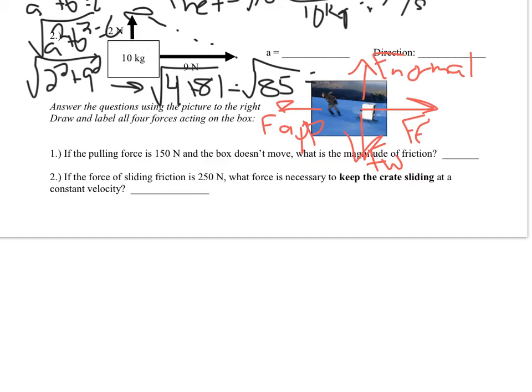So this first question asks, if the pulling force is 150 newtons and the box doesn't move, what's the magnitude of friction? Well, you can't have an exact number, but you just know that it is going to have to be greater than 150 newtons. Because if he's exerting 150 newtons of force and the box still doesn't move, it must have a force of friction greater than 150 newtons.